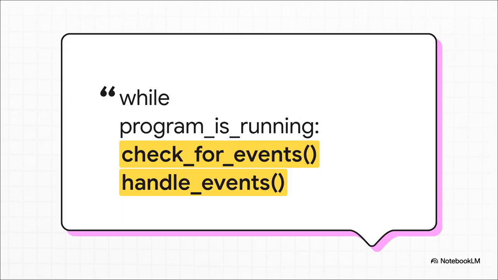And when you look at the code behind it, it's kind of beautiful how simple it is. This basically just says, hey, as long as this program is running, your only job is to keep checking for events. And if you find one, figure out what to do with it. That's it. That's the entire job description for the main loop.